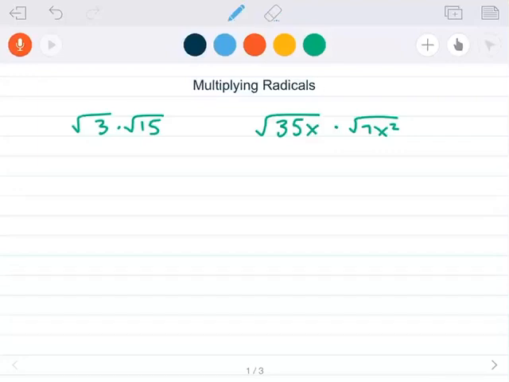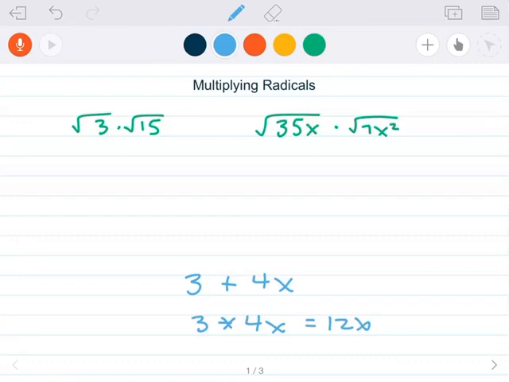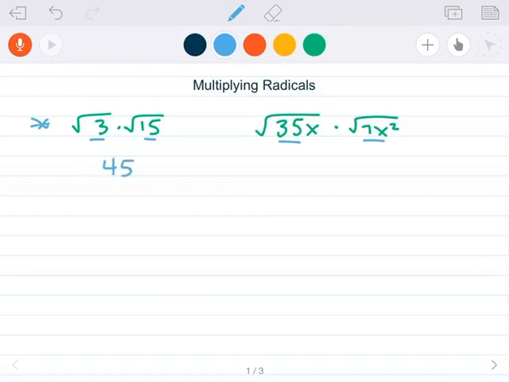In math, I cannot add something like 3 plus 4x, but I can multiply 3 times 4x, so that would be 12x. So it does not matter that these things are not the same. I would be able to multiply them together. So for this first one, I would do the 3 times 15 would be 45.